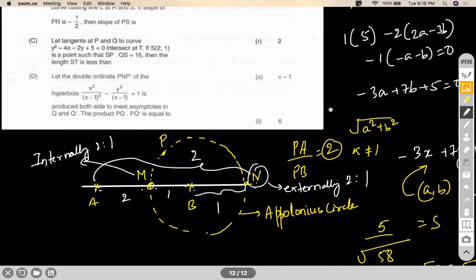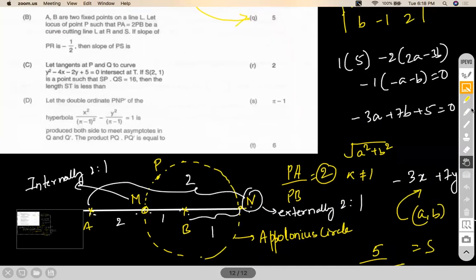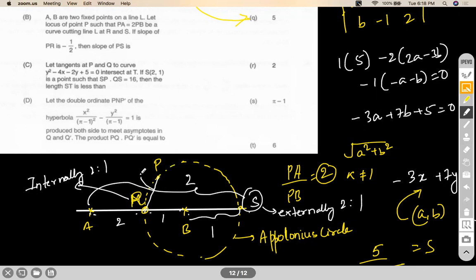Now, let us read the question completely, what they're asking us. So they're saying PA is 2 PB be a curve cutting L at R and S. So they're calling this R and S, so I'll change their name, nothing in the name. They're saying the slope of PR is minus half. Okay, so this has a slope of minus half. What is the slope of PS?